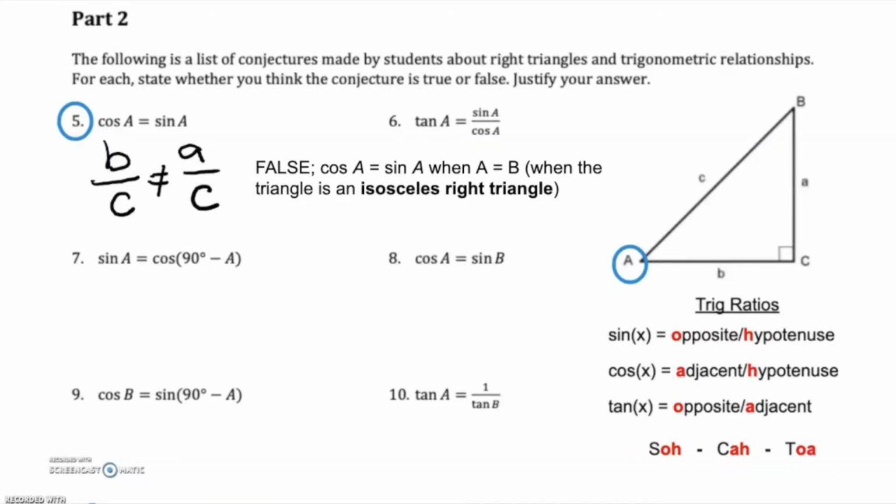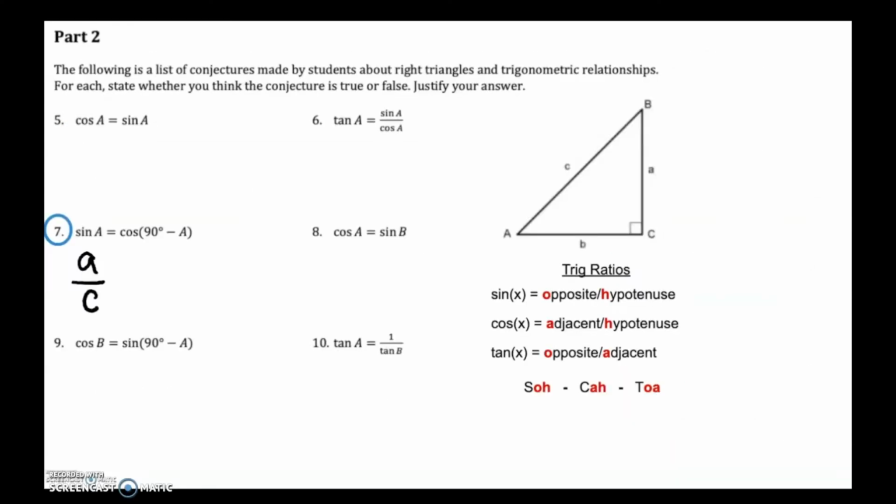In other words, these are equal when the triangle is an isosceles right triangle. Now let's take a look at number 7. Sine of A equals cosine of 90 degrees minus A.